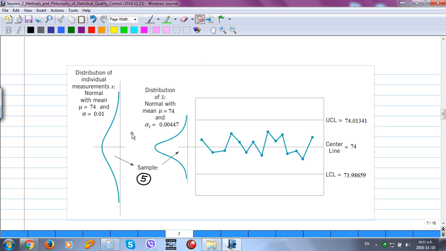So you can see that most of the points are closer to the center line. Here all the data points are in between the upper control limit and the lower control limit. It means this process is a statistically in control process.